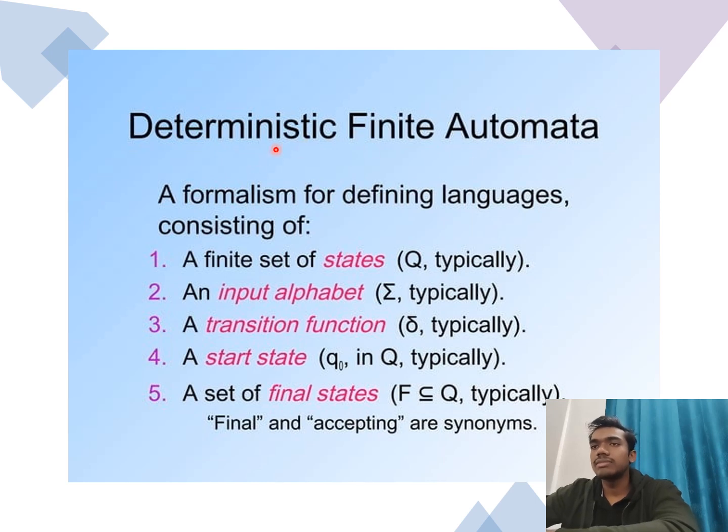Now DFA, basically Deterministic Finite Automata, a formalism for defining languages consisting of Q, which basically represents the finite set of states. This symbol, that is sigma, typically represents the input alphabet. This symbol represents the transition function, and q0 in Q. Basically, this q0 is the starting state or start state, and F is the set of final states, and this means that final states is always a subset of the total set of states.